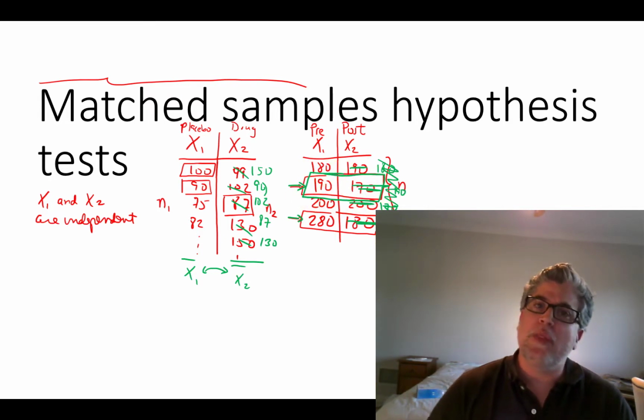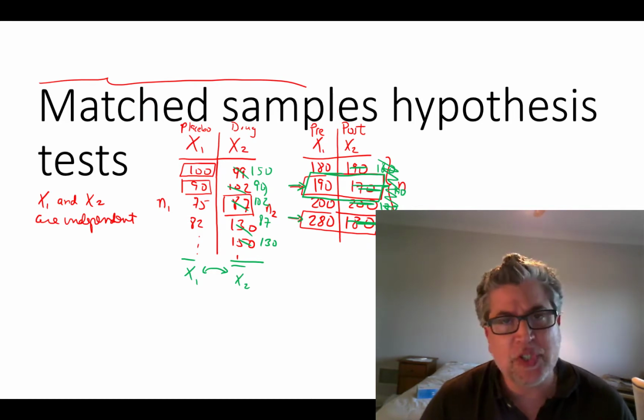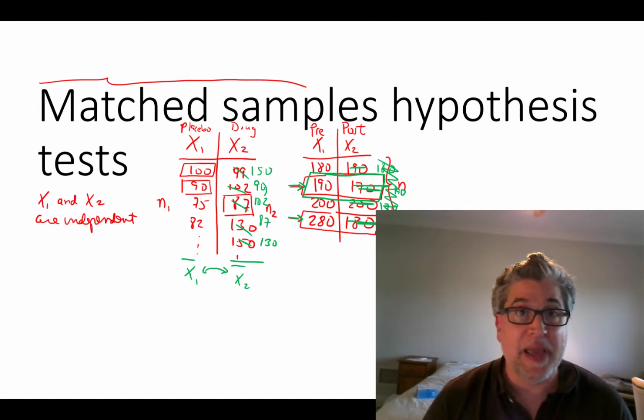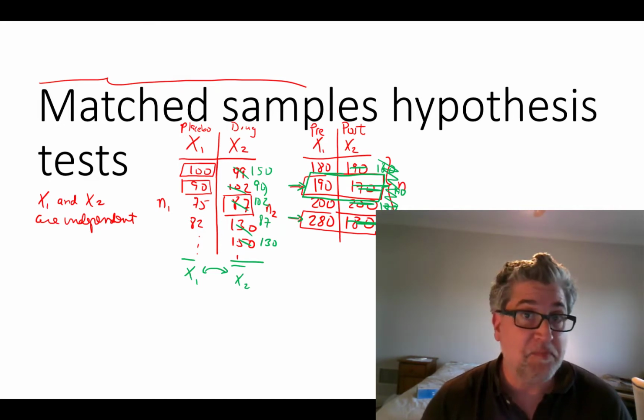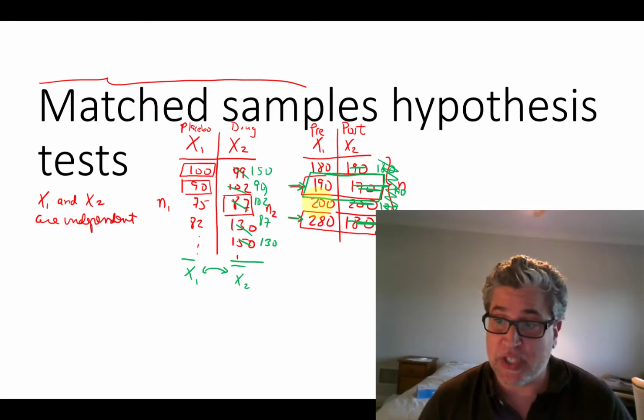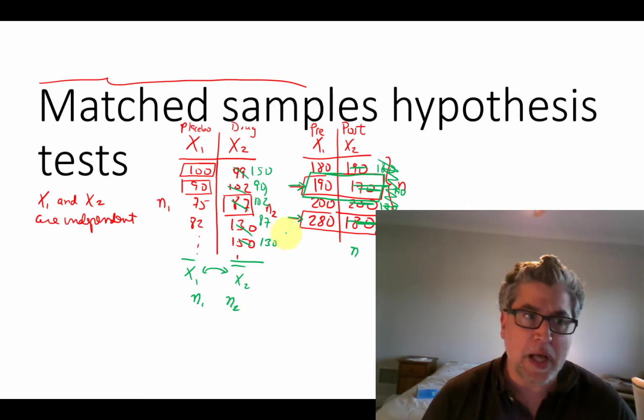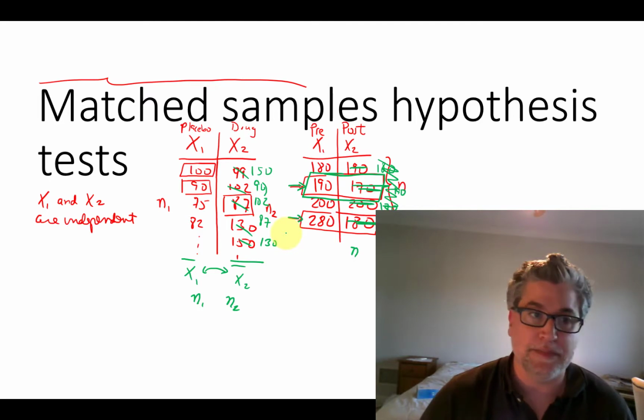Okay, so what this means then is that we're going to have to just tweak our test statistics and our confidence intervals to reflect this particular fact, one of which is we have n observations rather than n1 and n2 observations. So let's see how this all works.